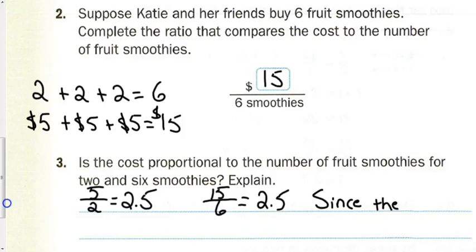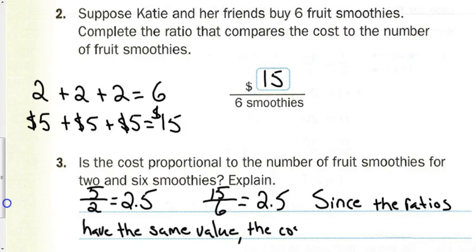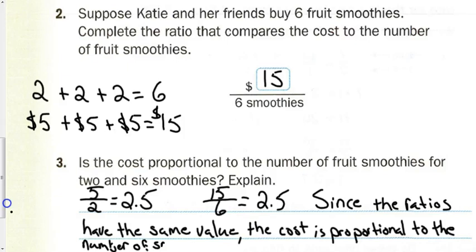So since the ratios have the same value, the cost is proportional to the number of smoothies. There you go. And before you ask, yes, you have to write that down.